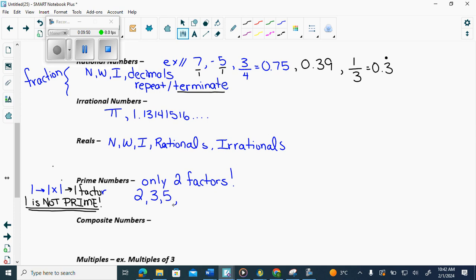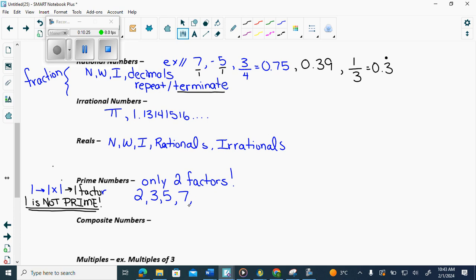What about 6? 1 and 6, 2 and 3. So that's 4 factors. So is it prime? No. What about 7? 1 times 7 is the only thing. To be honest, the only even prime number is 2. It's the only even prime. So now when I get to 8, 8 won't be prime because 2 is the only even prime and 8 is even. 8 is 1 and 8, 2 and 4. That multiplies to give it to you. 9, is it prime? 1 and 9, but is there more? 3 times 3. So 9's out. It's not prime.